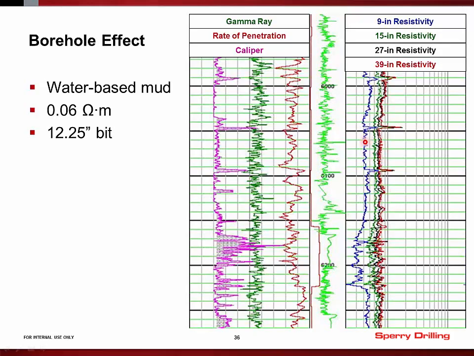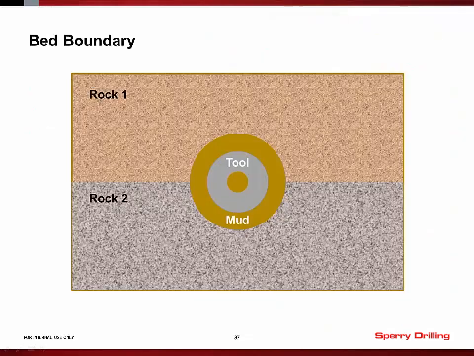What's happening is that the shallowest spacings are being strongly influenced by the mud in the borehole, whereas the deeper spacings probably aren't. We can correct for this, of course, with our borehole corrections, which I showed you just now.